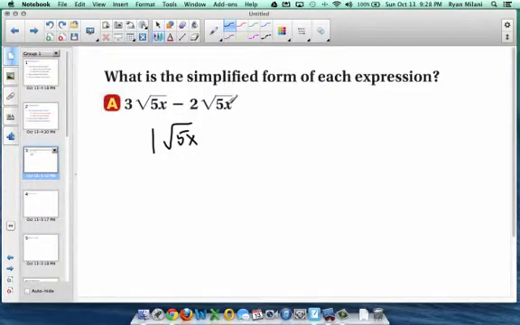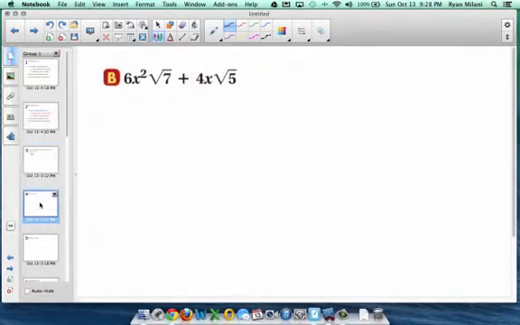You may want to write that down, so I'm going to say it again. You simply just add or subtract the coefficients depending on the signs if your radical matches up perfectly, meaning your index and your radicand. So let's look at our next example.